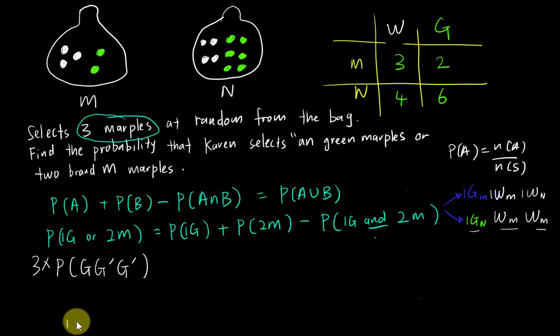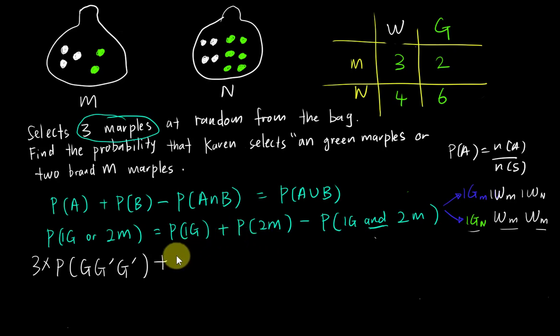Alright, so you get the idea. I multiply by 3 because the one green here can swap place among them. Okay, now I have selected 1 green already. Alright, and then I want to plus. I will select 2M. So I want to select 2M.